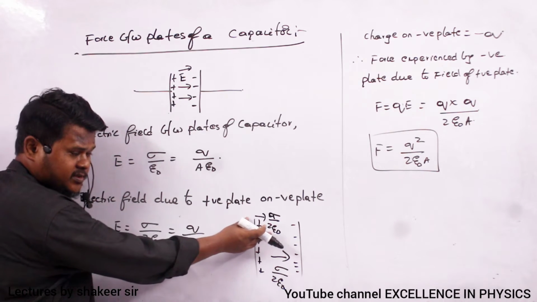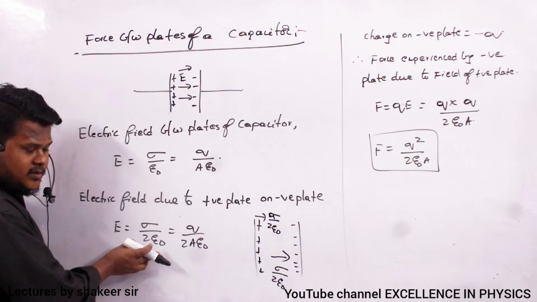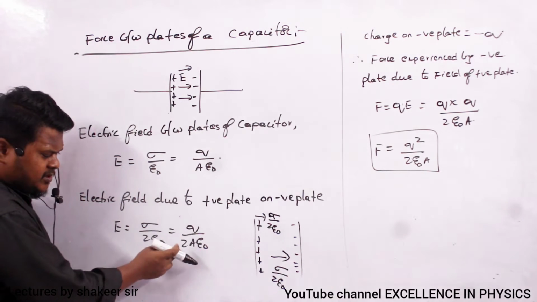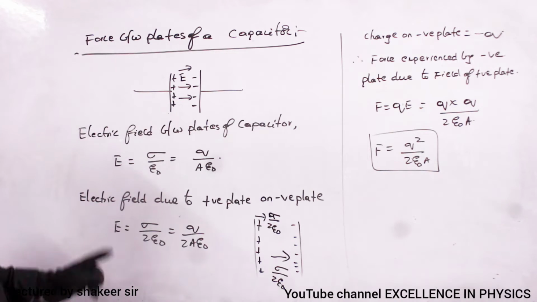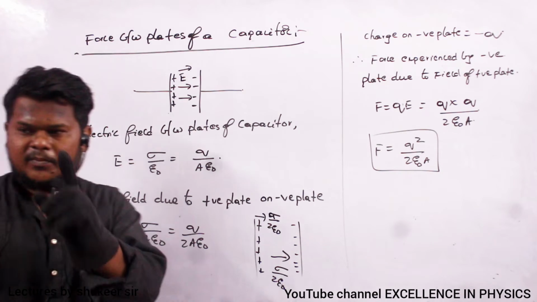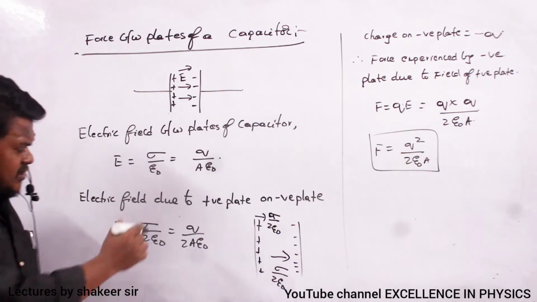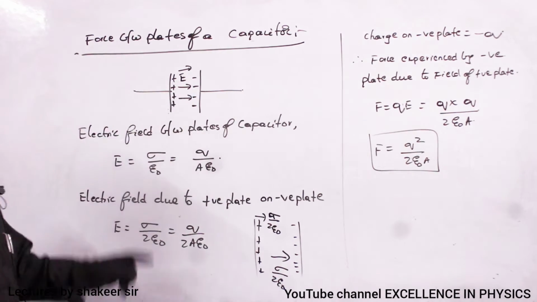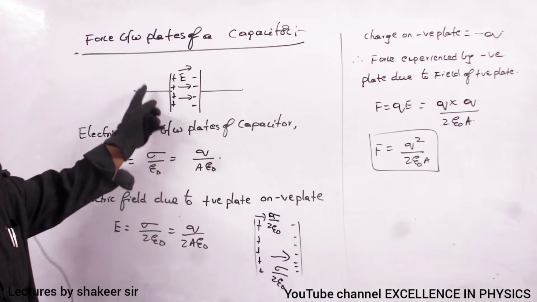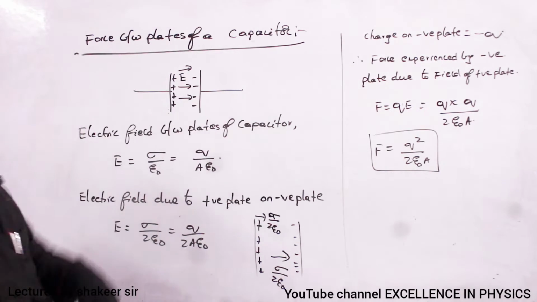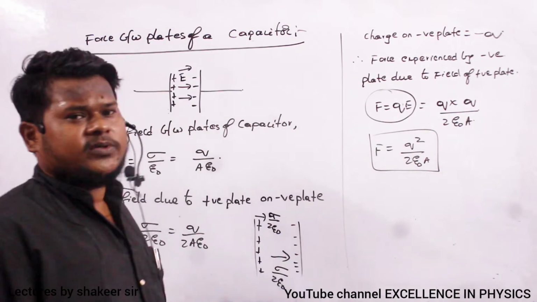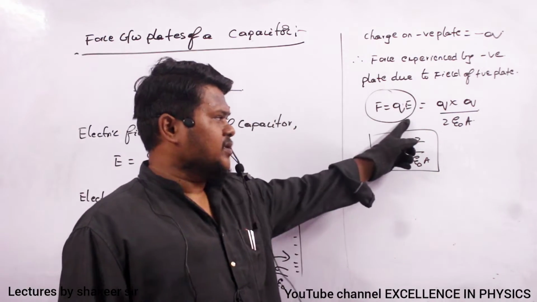Now I will take the electric field because of only the positive plate. It will be sigma by 2 epsilon naught. Sigma can be written as charge per unit area, so Q by 2 epsilon naught A. This is the electric field because of one plate, the positive plate. Now this electric field will exert a force on the second plate. What is the formula of force? F is equal to Q into E.